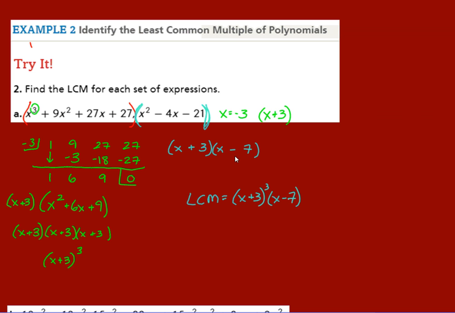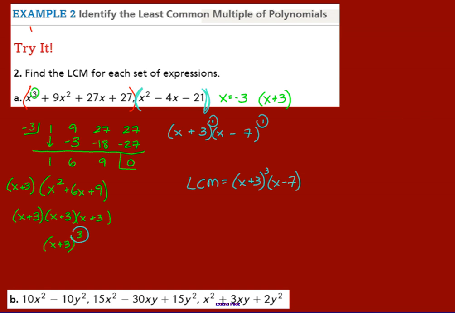So here, this had a 3 and this had a 1, so I chose the 3 to put on that x plus 3. The only one that had x minus 7 was a 1, so there's only one of those. We'll do that again in class down here when we have 3 expressions. We just have to do it 3 times. There's nothing special about it.